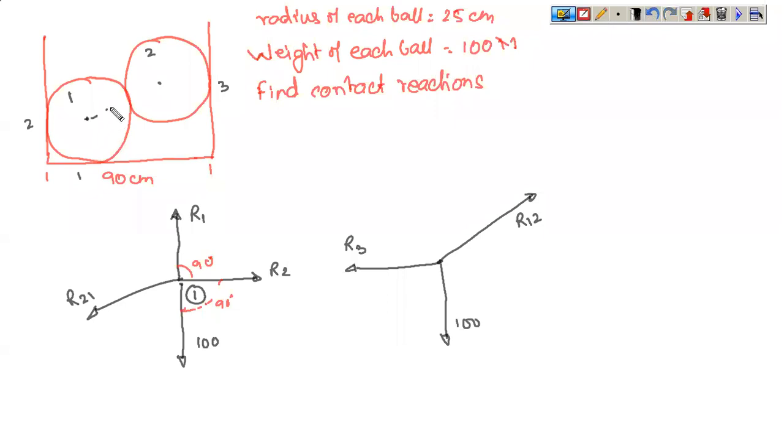So if you are joining their center to center, let us say we join them like this. So R21 and R12 will lie in a straight line. Okay. So let us say we do not know this angle theta. So this theta is unknown. So first you need to find out theta.